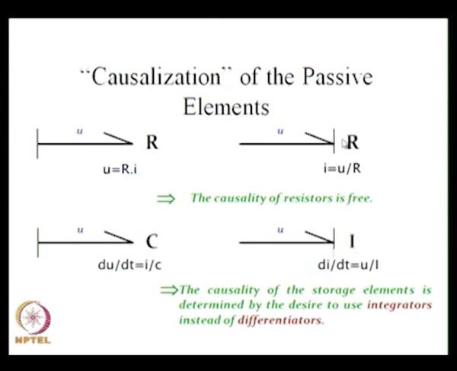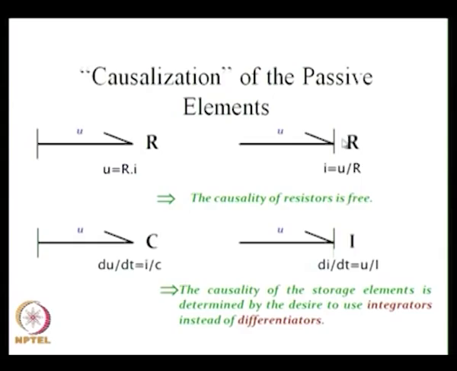If you are calculating it on this side, then I is U by R, and here U is R multiplied by I. So the causality of the resistor is free. Depending on the situation you can provide the causality on this side or this side, because it is free causality for the R element.